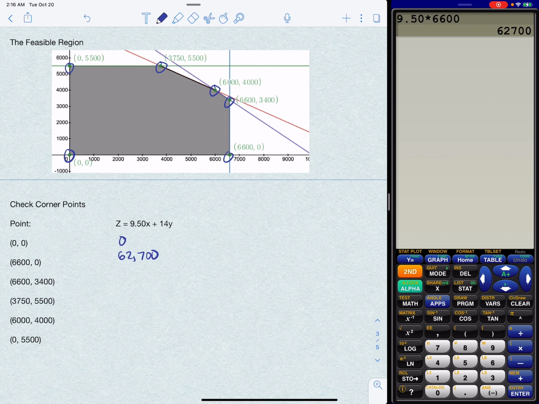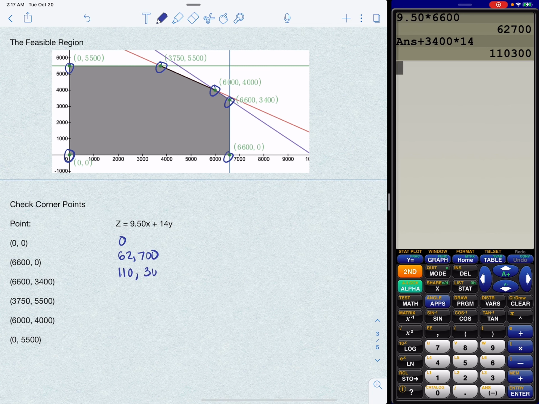So we'll see what happens after we plug in some more corner points. Now, looking here at 6,600, 3,400, I know that's going to be a bigger result because I'm making more stuff. I'm making 6,600 trucks, but I'm also now making more fire engines, which is going to give me more profit. So I'm just going to take the previous answer and add 3,400 times 14. And that's 110,300. So far that's the front runner.